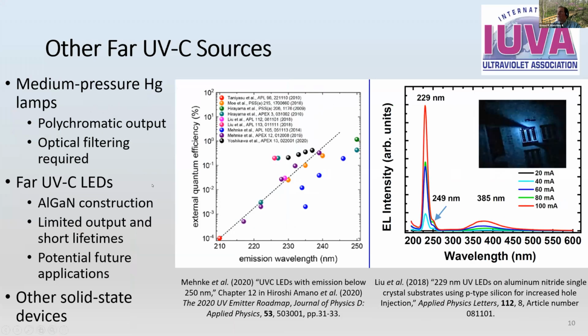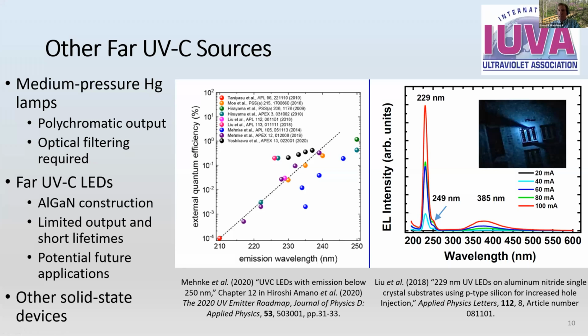So there are other sources of far UVC out there. For example, medium pressure mercury lamps do emit in the far UVC, but you would need to apply optical filters to isolate that radiation. There are also far UVC LEDs available, and here are 2 images that illustrate some characteristics of these far UVC LEDs.